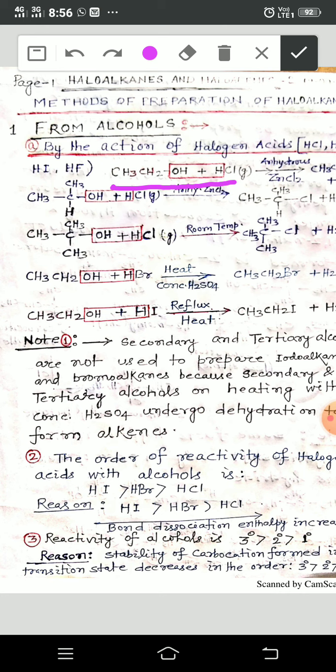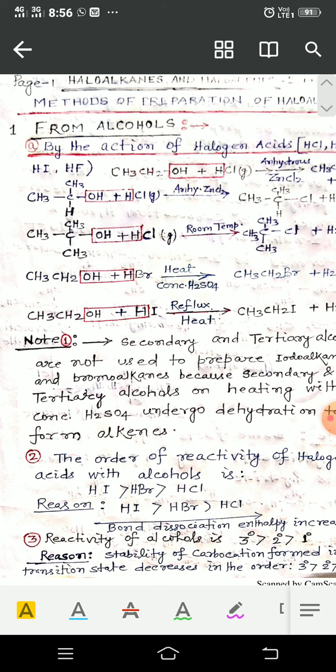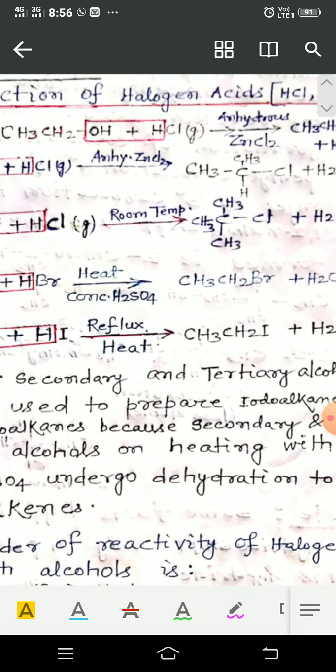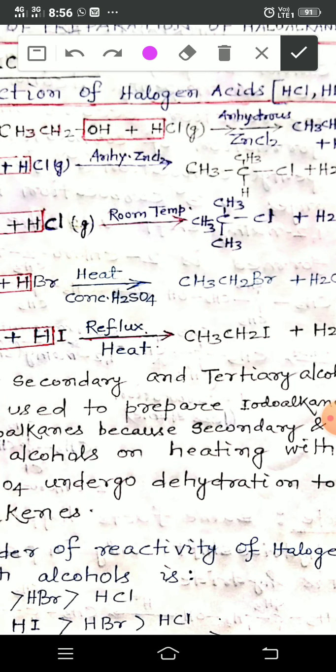it forms haloalkanes in the presence of zinc chloride. See here, this is zinc chloride. Ethanol reacts with HCl or HBr in the presence of zinc chloride, and in this way you have to learn. The rectangle takes OH from alcohol and H from HCl, and it forms haloalkanes.